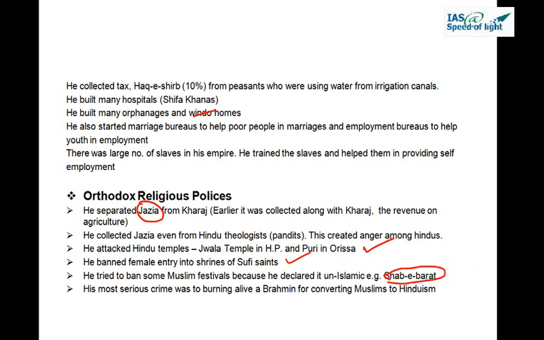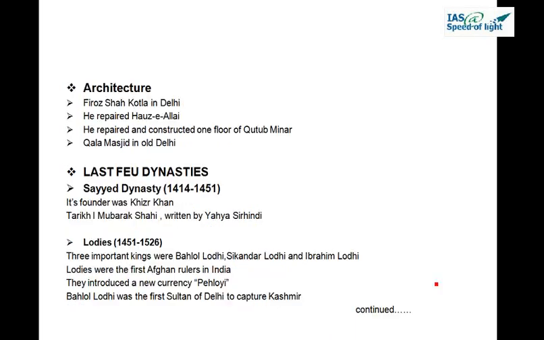His most serious crime was burning alive a Brahmin. There was a Brahmin who was trying to convert some people from Muslims to Hindus, and so he burned him alive.